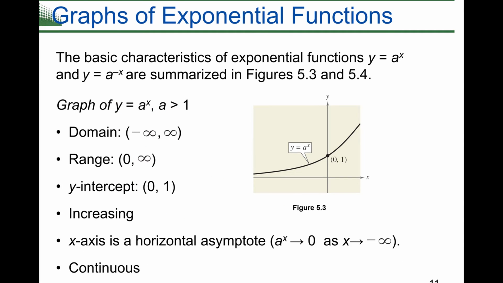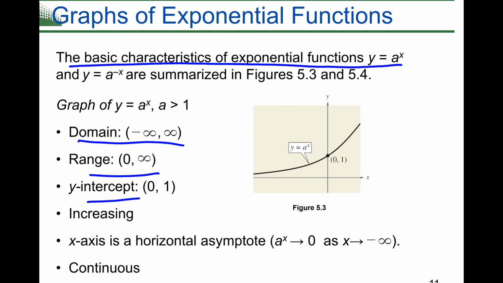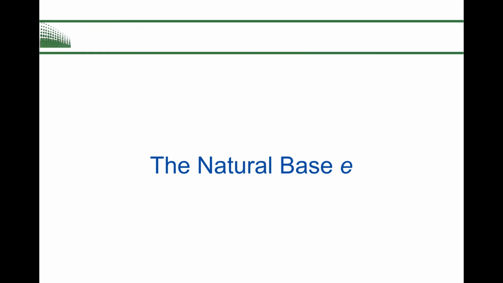So the basic characteristics of exponential functions, and this is what I would write down. The basic characteristics of exponential functions y equals a to the x are summarized here. For the graph of y equals a to the x, the domain is -infinity to +infinity, and the range is 0 to infinity. The y-intercept is (0, 1). It's always increasing, well, in the case of y equals a to the x with a greater than 1, and the x-axis is a horizontal asymptote: a to the x approaches 0 as x approaches -infinity. It's also continuous. And there we sketched this little graph to the side in your notes.